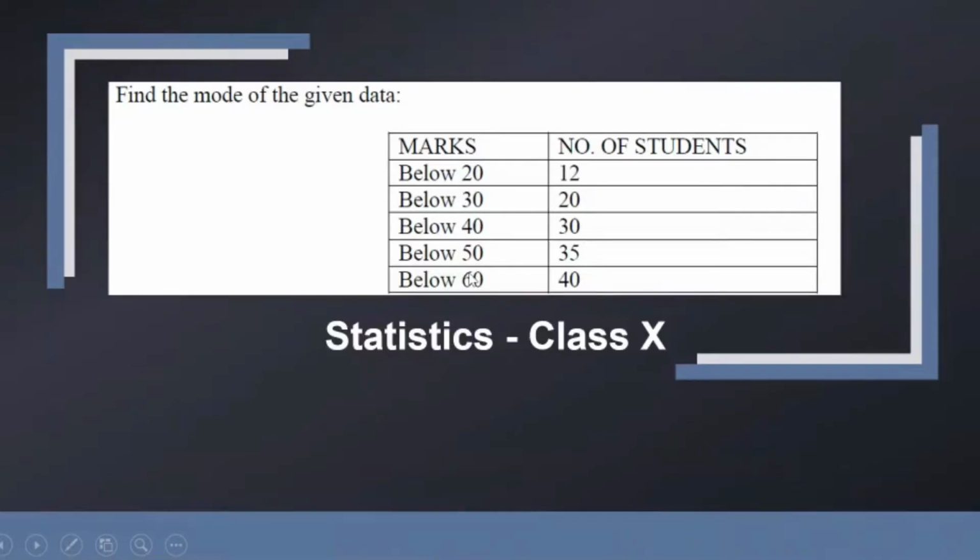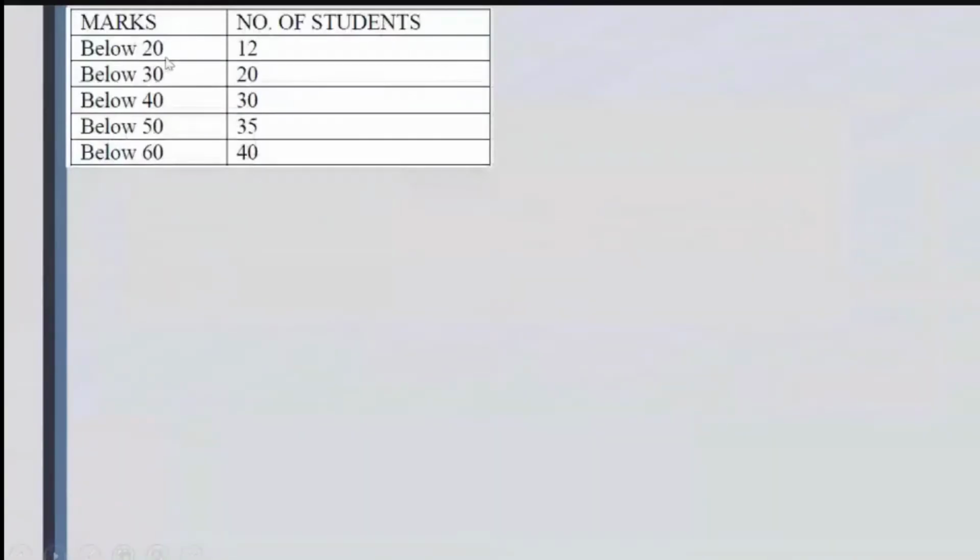Let us do that. Now, when I say below 20, it means 0 to 20. Because I see the class intervals 20, then 30, then 40, then 50, then 60. Whenever I'm finding out the mode, I need the class size, so the class size has to be uniform. So I will take my first class to be 10 to 20 and not 0 to 20, and the number of students corresponding to that will be equal to 12.